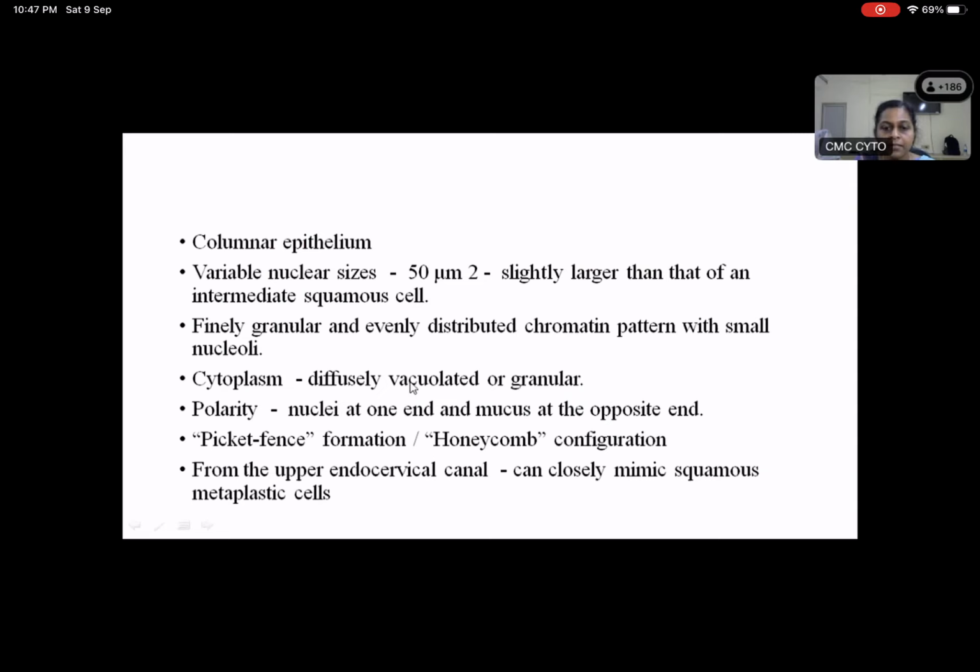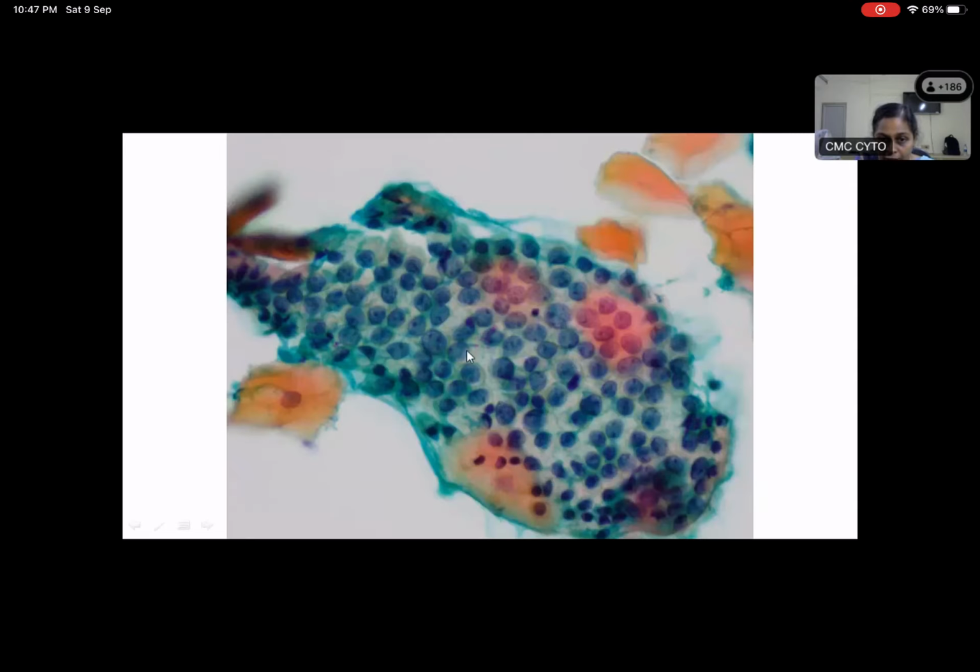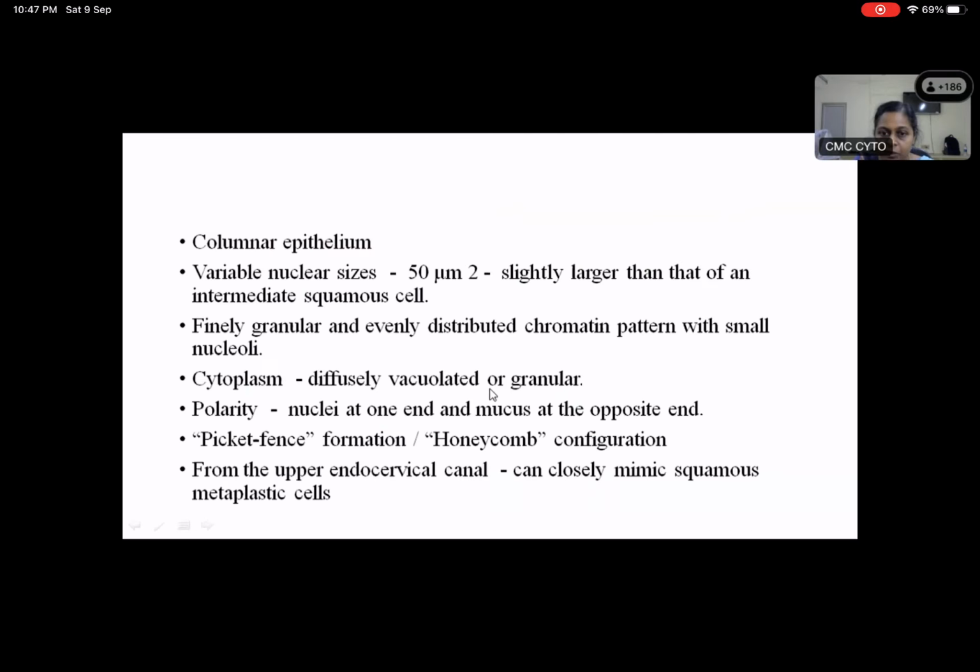And the cytoplasm can be diffusely vacuolated. You can see that it almost looks empty, the cytoplasm. That is because it's vacuolated, or it can be granular. And we saw how polarity is maintained, nucleus at one end and mucus at the other end. And you all very beautifully explained the picket fence and the honeycomb.